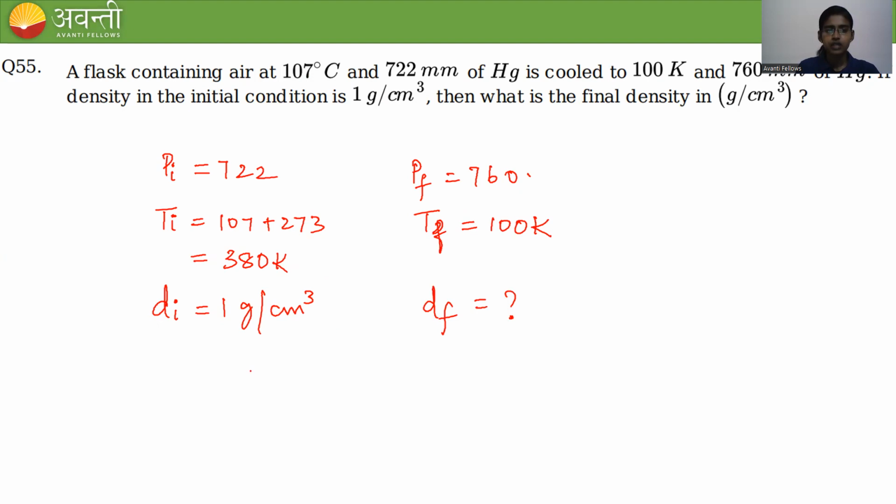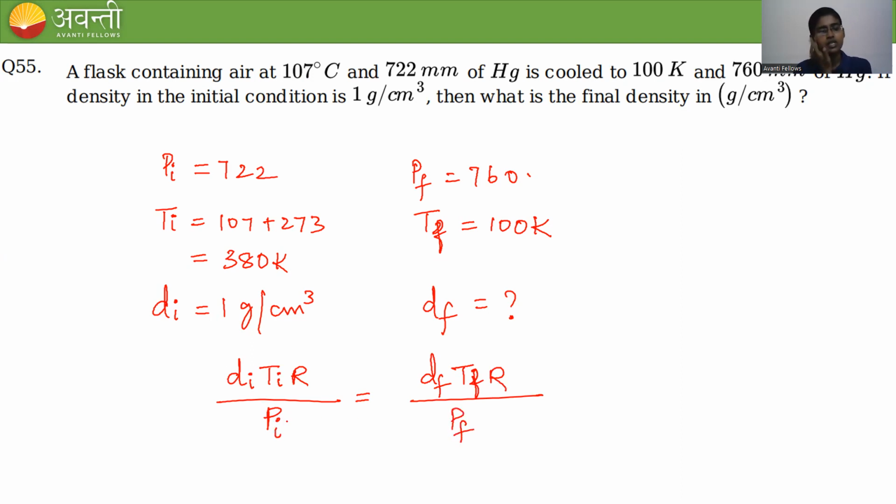Okay, so we know that initial density into initial temperature into R by P is equal to final density into final temperature into R by the final pressure. So this is the relation we have. You know that molar mass and density are directly related to each other, right? So M1 is equal to M2. So from that we are getting this. So from this we have to find out the final density here.